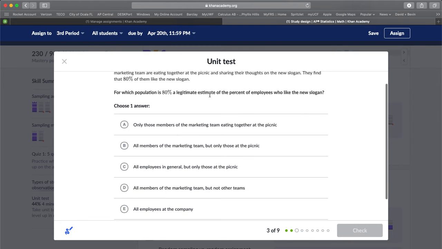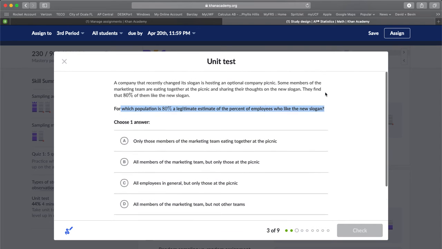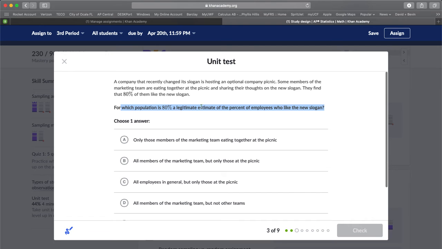All right, up next. For which population is 80% a legitimate estimate of the percent of employees who like the new slogan? In other words, this question deals with who this sample is generalizable to. And we can only generalize a result from a sample to the characteristics of the sample. So here's what I mean by that.